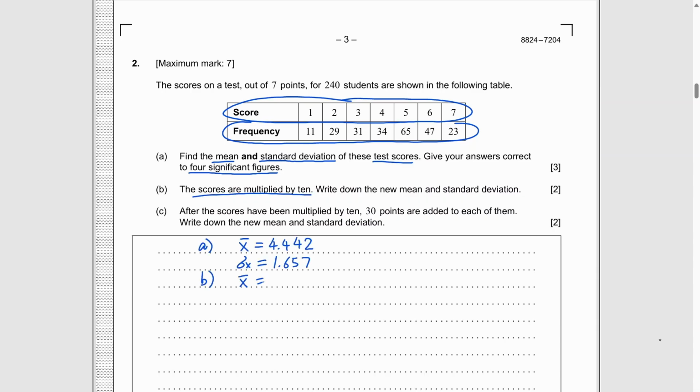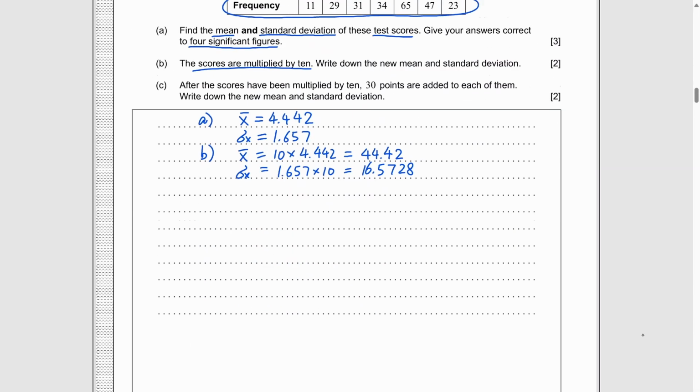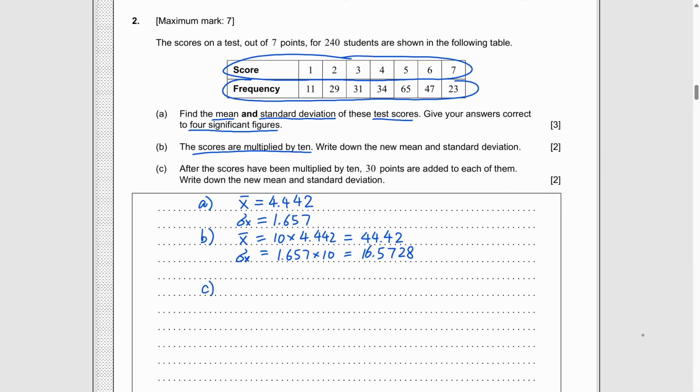Part B. All scores are multiplied by 10. So the mean and SD would be multiplied by 10. Part C. Add 30 to all scores. So the mean would be increased by 30 also. However, as the difference between the data and the mean doesn't change, the SD doesn't change. It is still 16.57.